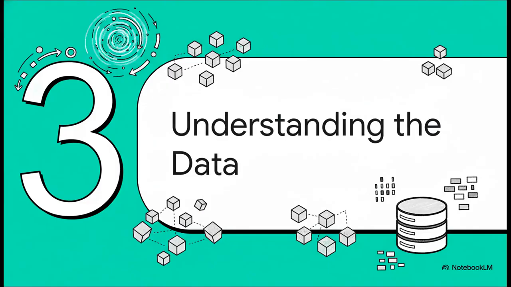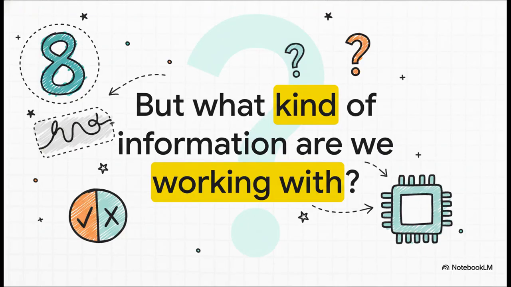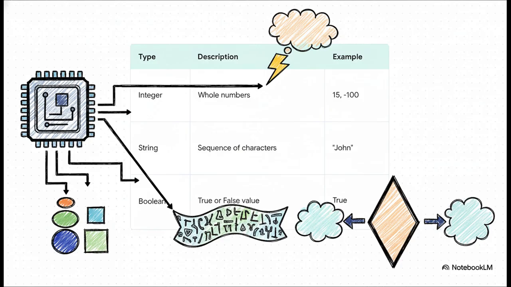Okay, so we've got our visual plan and we've got our written instructions. But instructions can't just operate on thin air. They need something to work with. They need information. In our world, we call that data. And this leads us to a really critical question, because for a computer, not all data is the same. It absolutely needs to know what kind of information it's handling. Are we talking about a number? Are we working with a word or a name? Or is it a simple yes or no answer? And that's where we get into data types.